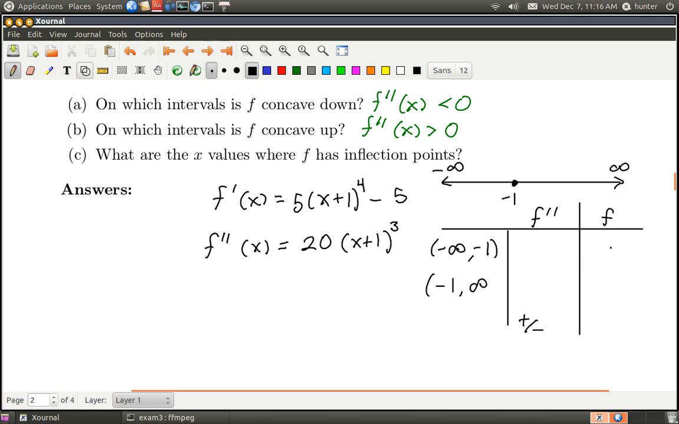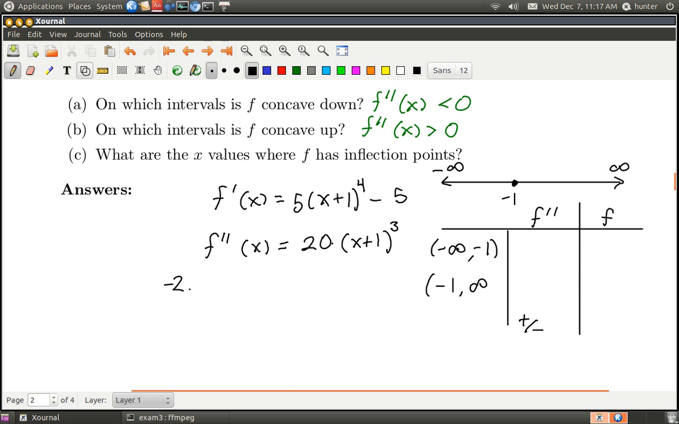And so in the f column, I'm going to write what the sign of f double prime says about what f looks like. So the rule here is simple. If this is a plus, then f is concave up. If this is a minus, then f is concave down. And we can find whether it should be plus or minus just by testing a point in the interval. So for this first part, let's pick -2. So we're using -2 as our test point.